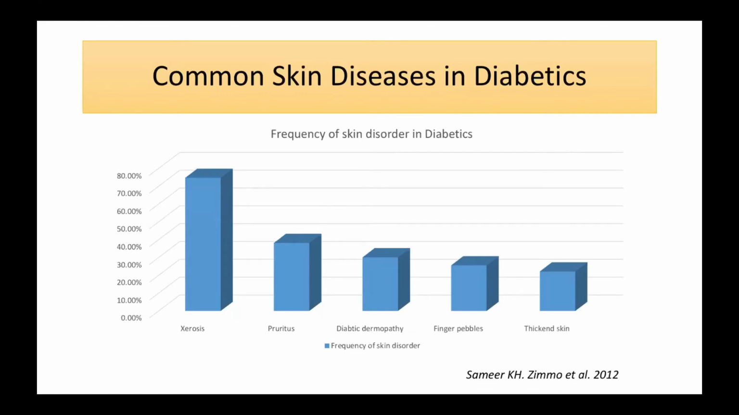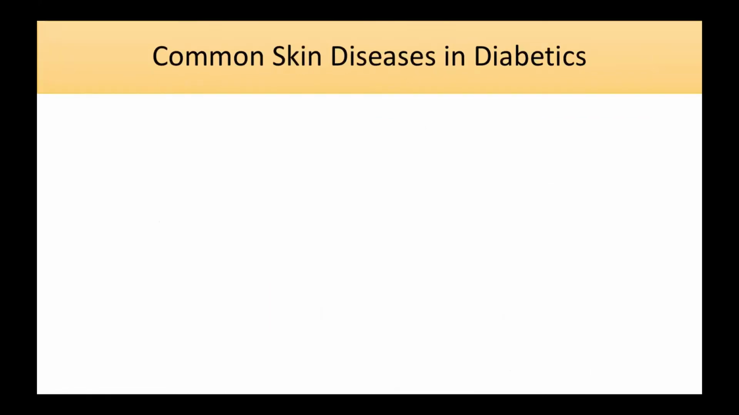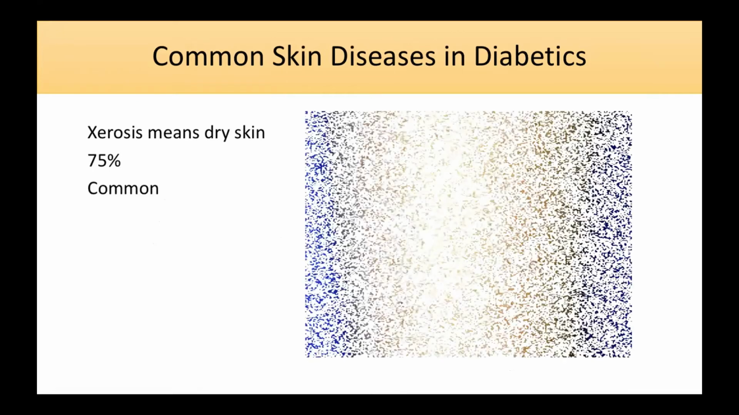You can have finger pebbles and or thickened skin. So if you suddenly notice your skin becomes thickened, you will probably need to be aware that you probably have diabetes. All right. So just to recap, xerosis means dry skin, and it occurs in up to 75% of diabetes. It is very common.